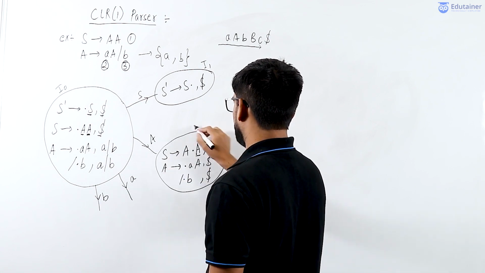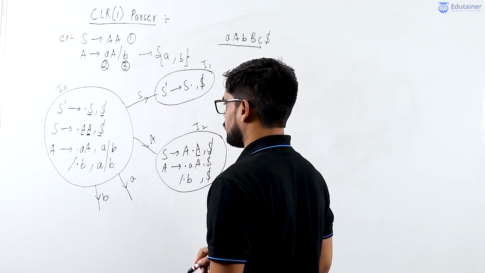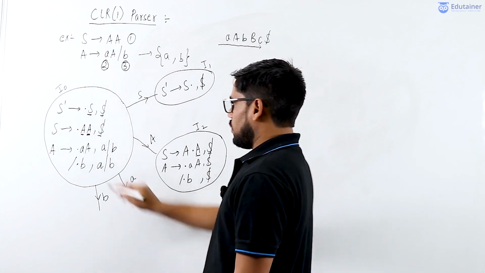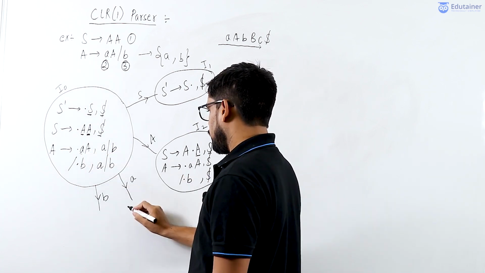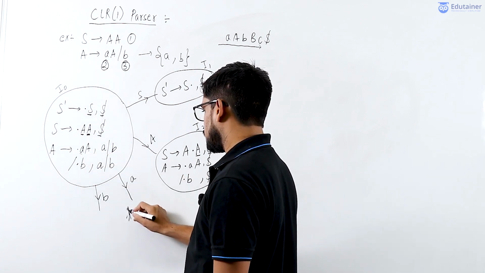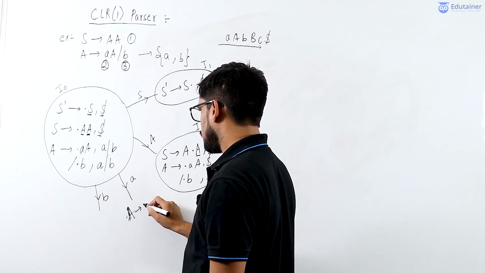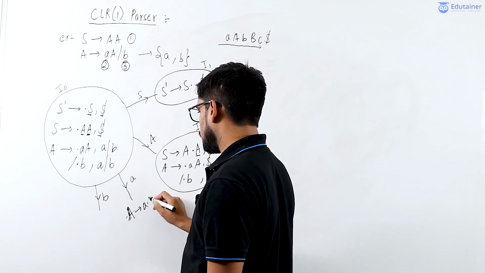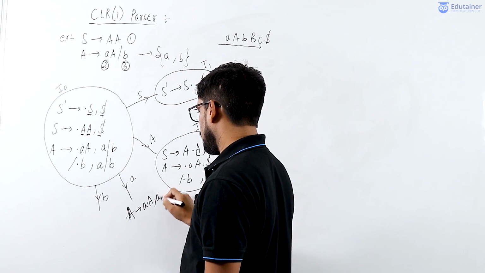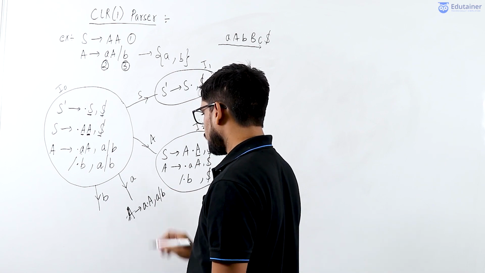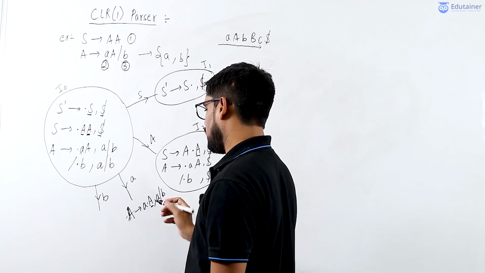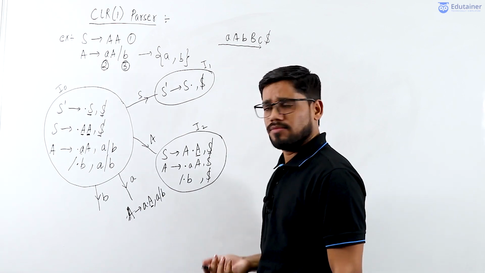This is state number I2. Now on small a, what will be the production? A derives A dot capital A or B. And because of this A, I have to add the production of A again.